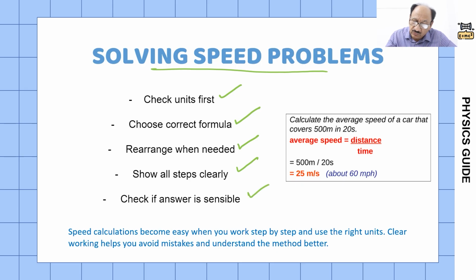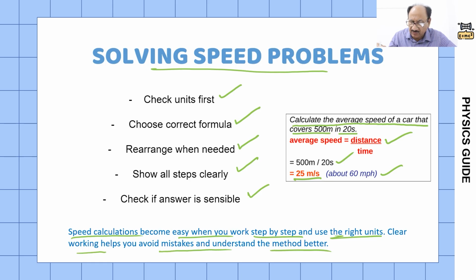So we have solved a sample question here. Calculate the average speed of a car that covers 500 meters in 20 seconds. The formula chosen is average speed is equal to distance over time. The distance is 500 meters, so 500 divided by 20 seconds, which is 25 meters per second, or roughly 80 miles per hour. Speed calculations become easy when you work step by step and use the right units. Clear working helps you avoid mistakes and understand the method better.